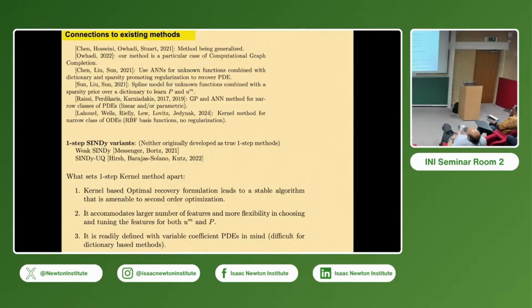Now, what sets this one-step kernel method apart is that the kernel-based optimal recovery formulation leads to a stable algorithm that is amenable to second-order optimization. What it means in practice is that you don't have to wait forever to get your solution, because gradient descent takes forever. It accommodates a larger number of features and more flexibility in choosing and tuning the features for both the partially observed solutions and the functional form of the PDE. And it is readily defined with variable coefficient PDEs in mind, which is something difficult for dictionary-based methods. Okay, and I will give you illustrations of this point.